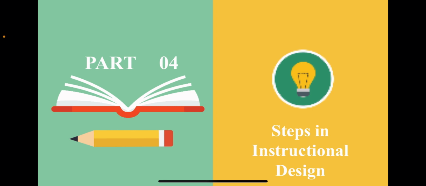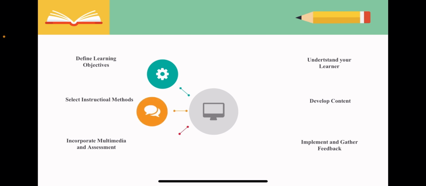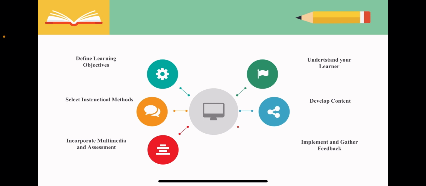Now, let's look at the steps in instructional design. The first, you need to define your learning objectives. We've talked about that. You need to understand your learner. That's very important. You need to select instructional methods. So you're not just going into the classroom blank with no plan. No. So before the lesson, you've understood your learners, you have your objectives.